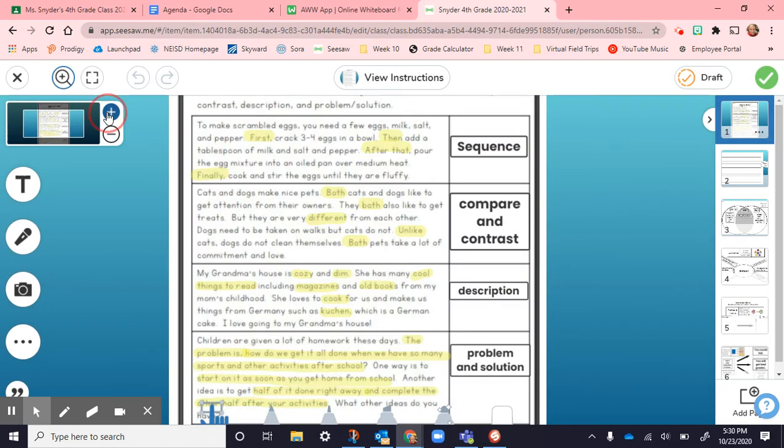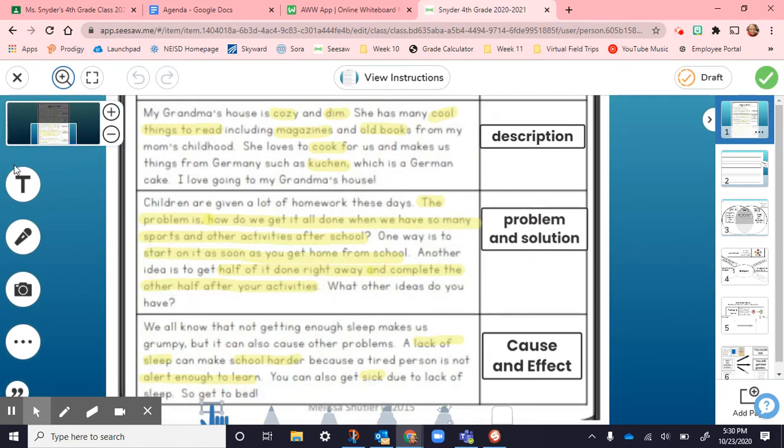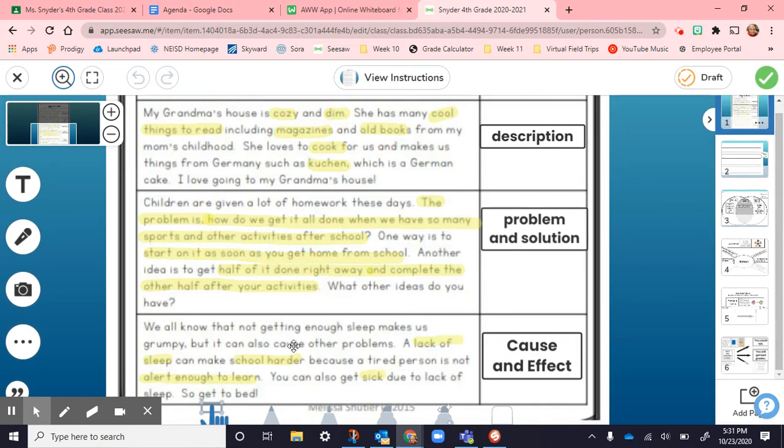So let me zoom in here to the bottom. And it says, we all know that not getting enough sleep makes us grumpy, but it can also cause other problems. A lack of sleep can make school harder because a tired person is not alert enough to learn. You can also get sick due to a lack of sleep. So get to bed. So then we talked about why this was identified as cause and effect.